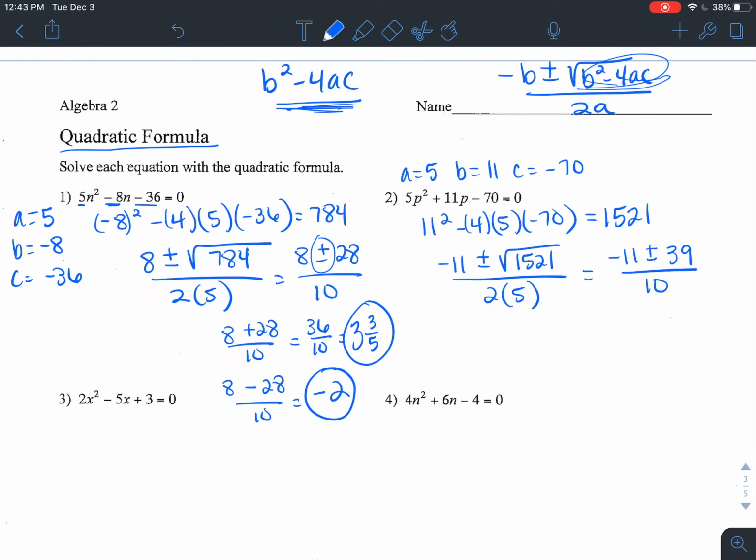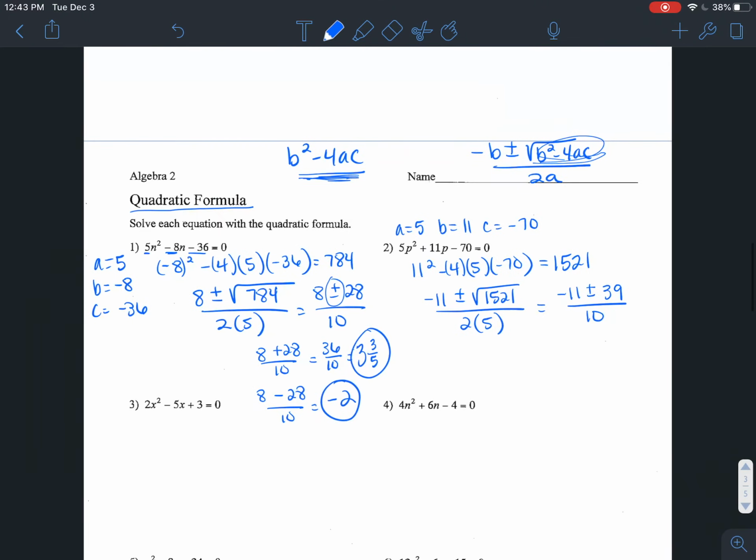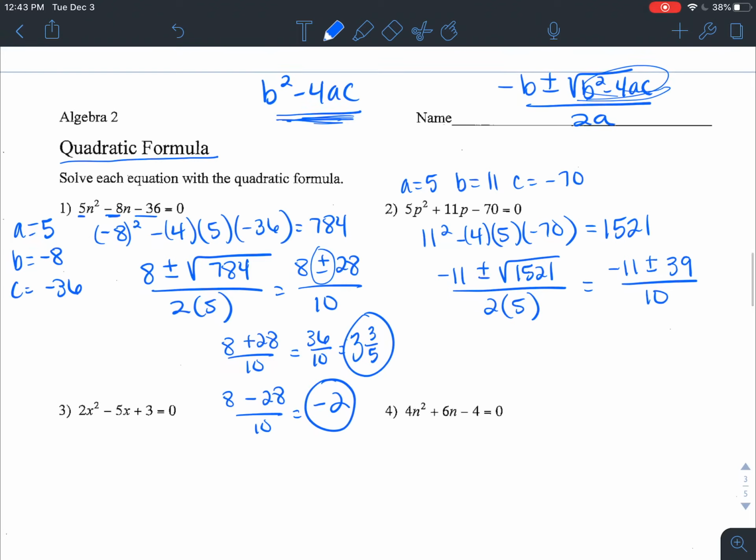So now we have negative 11 plus or minus 39 divided by 10. So we have negative 11 plus 39 divided by 10, and negative 11 minus 39 divided by 10. All right, so then trying to get these answers, negative 11 plus 39 is going to give me 28 over 10, which is 14 over 5. And negative 11 minus 39 gives me negative 50 over 10, which is negative 5.